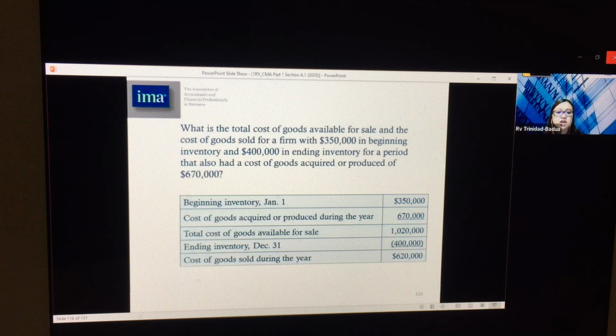Beginning inventory, January 1. You add your purchases to give your total cost of goods available for sale. If you remove your ending inventory, you get your cost of goods sold during the year. Normally, inventory problems are usually just like this. We have to solve for the values. Sometimes, it can go as far as starting from the raw materials up to your cost of goods sold.